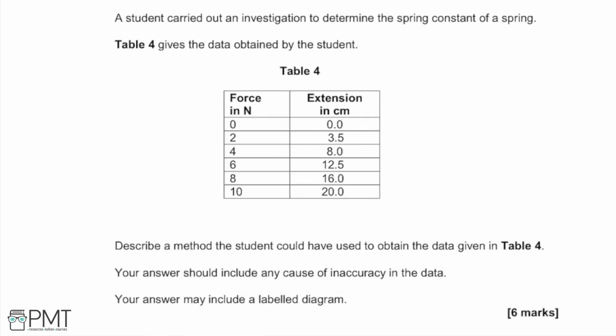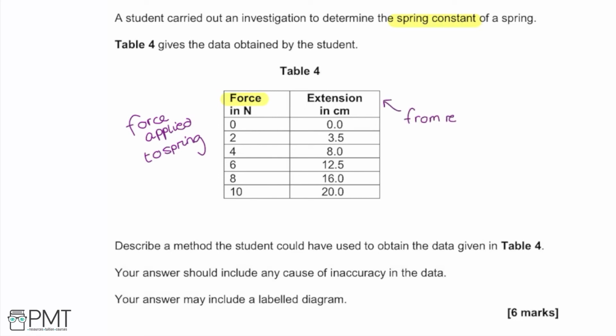So in this question, we're told that a student carried out an investigation to determine the spring constant of a spring, and then we have Table 4, which gives us the data obtained by the student. So in the left-hand column, we have the force in newtons, which from this kind of spring constant experiment that we've probably done before at GCSE, we're going to realise that this force is going to be the force applied to the spring. And then the extension of the spring, which is measured in centimetres in the right-hand column, is going to be how much the spring has extended from its equilibrium, its rest position, under the force in the left-hand column.